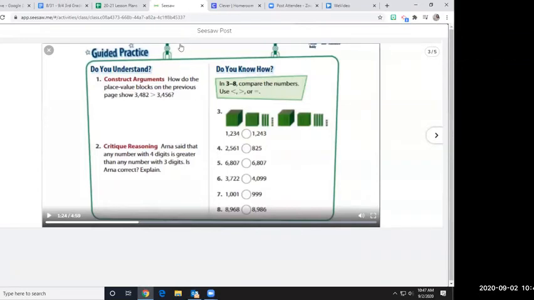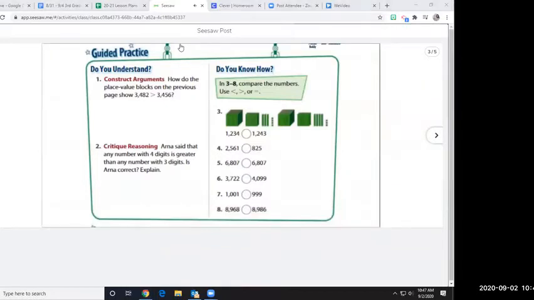Because any number with 4 digits, we know, goes to the thousands place. When we put it in our place value chart, the first digit goes in the ones place, the second digit goes in the tens place, the third digit goes in the hundreds place, and the fourth digit goes in the thousands place. So a number that has 4 digits has a thousands block to it. If it only has 3 digits, it does not have any thousands, which means it's smaller than the number that has the 4 digits. Okay, let's take a look at number 3.